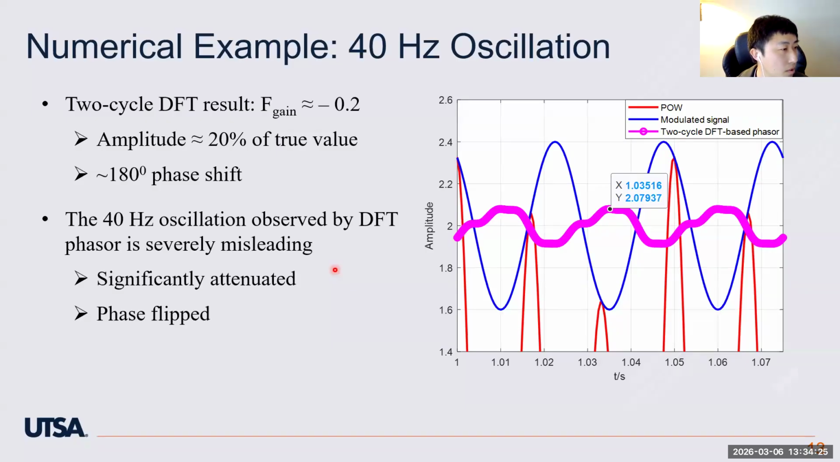So the 40 Hertz oscillation observed by this DFT phasor is significantly misleading. The magnitude is attenuated and the phase is flipped. That doesn't represent the true information in the system.